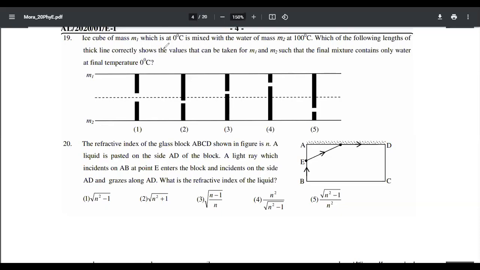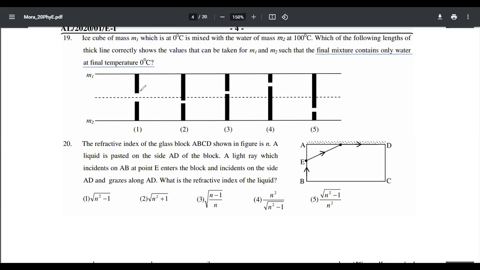Right. 19th question. Ice cube of mass M1, which is at 0 degrees Celsius, is mixed with the water of mass M2 at 100 degrees Celsius. Which of the following lengths of thick line correctly shows the values that can be taken by M1 and M2 such that the final mixture contains only water at final temperature 0 degrees Celsius. This is the key part. Final mixture contains only water at final temperature 0 degrees Celsius. Right, you should have only water at 0 degrees Celsius.